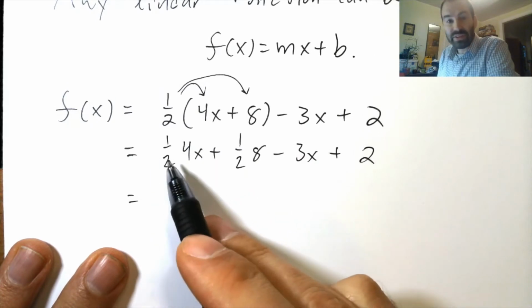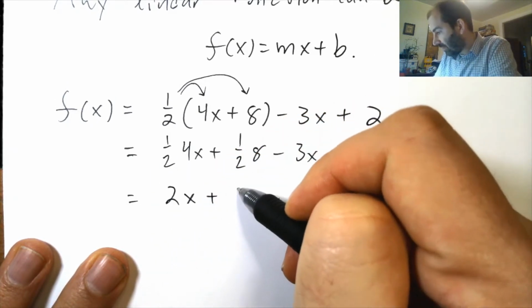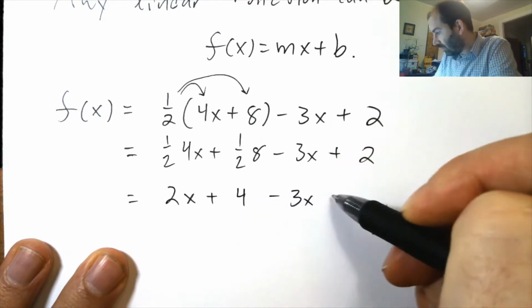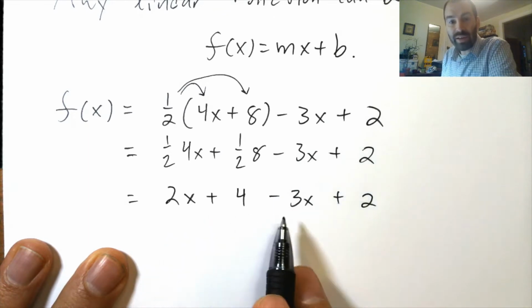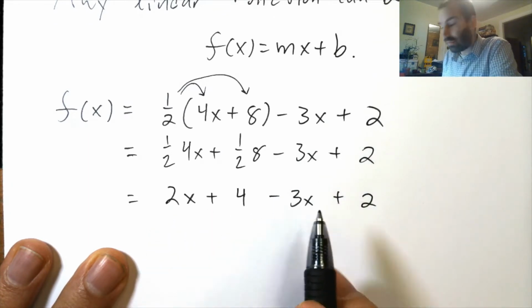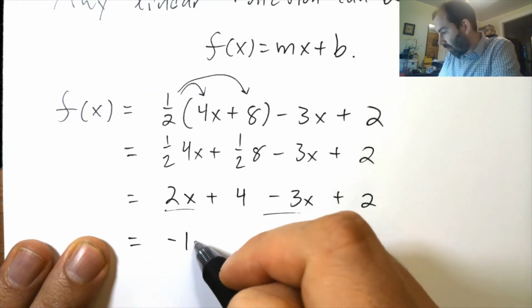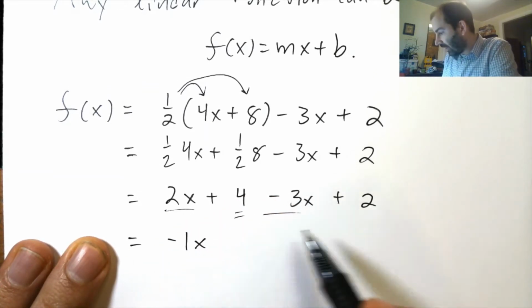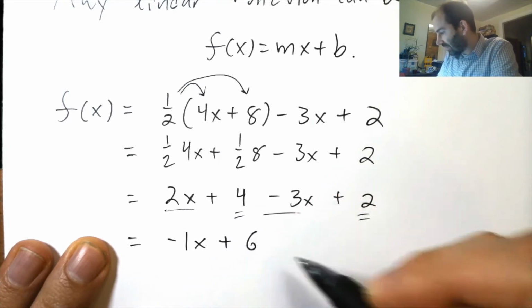Okay, so now what can we do? We can simplify these things. What's 1/2 times 4? It's 2. What's 1/2 times 8? It's 4. Nothing I can do with these guys. These aren't like terms. But now I have like terms. I have a 2x and a negative 3x. Like terms can be combined. That's negative 1x. And these are like terms. 4 plus 2 is 6.